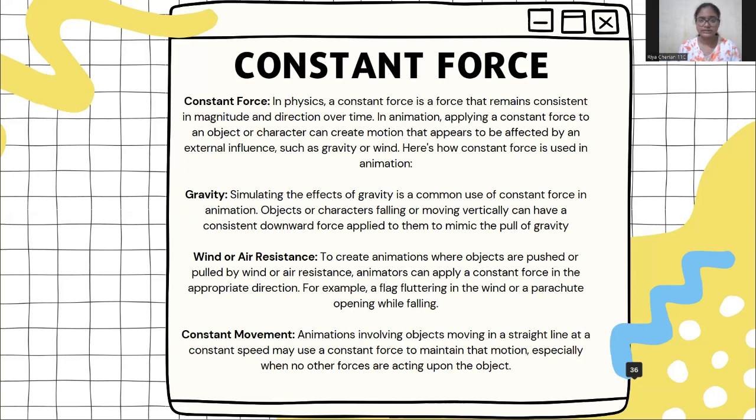Wind or air resistance. To create animations where objects are pushed or pulled by wind or air resistance, animators can apply a constant force in the appropriate direction, for example, a flag fluttering. Constant movement. Animations involving objects moving in a straight line at a constant speed may use a constant force to maintain the motion, especially when no other forces are acting upon the object.